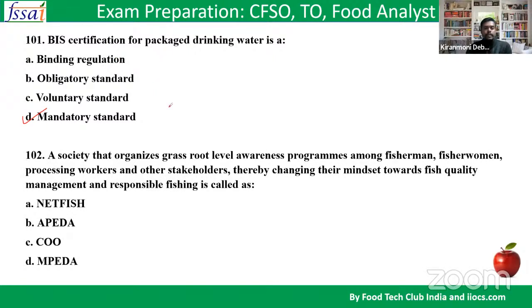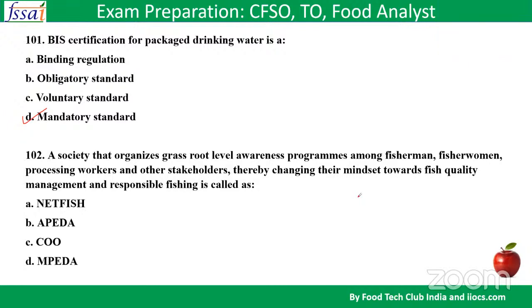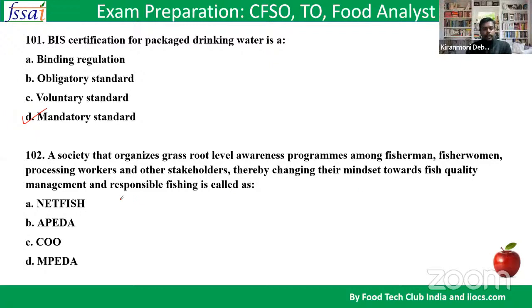Okay. A society that organizes grassroots level awareness programs among fishermen, fisherwomen, processing workers, and other stakeholders, thereby changing their mindset towards fish quality management and responsible fishing, is called as. What is the answer? Ampeda. Net fish. Very good. एपेडा बोलेंगे तो गलत होगा, because that is a broader term, but specifically what has been described here, it is actually net fish.